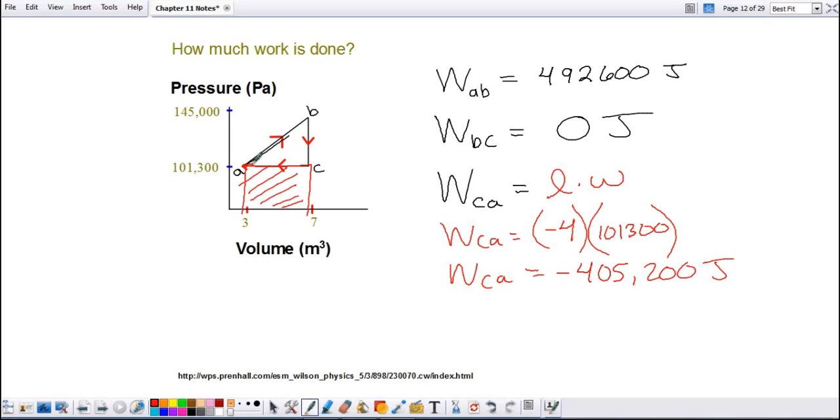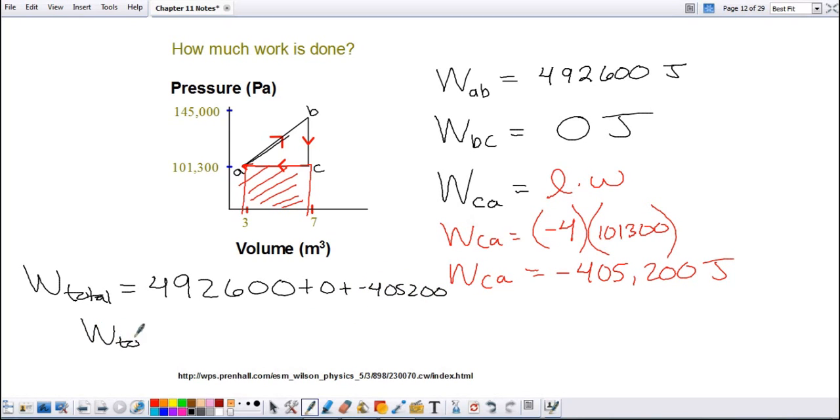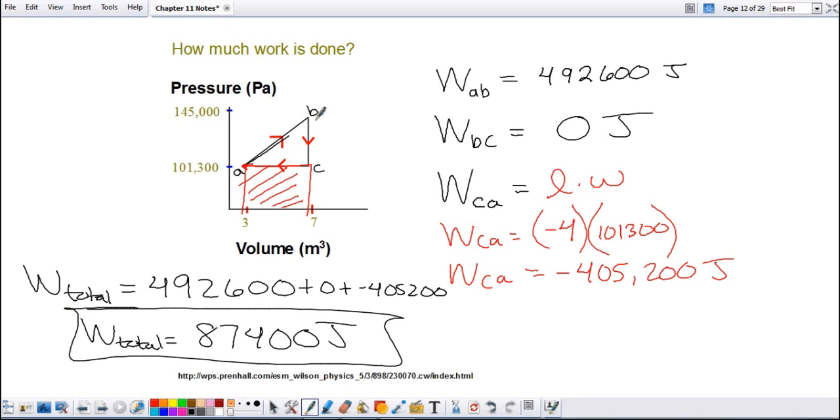Okay? Now, if we want to know the total amount of work that was done during this process, so the net amount of work, we simply are going to add these up. So we have 492,600 plus 0 plus -405,200, which gives us a total amount of work done of 87,400 joules. Notice that even though we had a positive portion, a zero portion, a negative portion, in this case we turned out with a positive amount of work that was done.